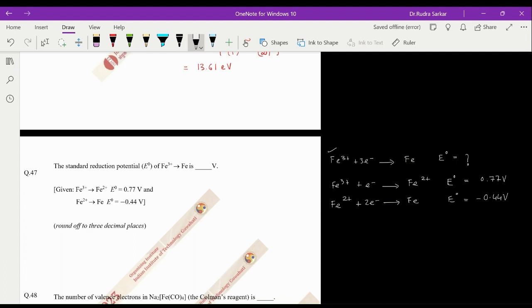So if we add these two, then we should be getting the above reaction, that is Fe3+ plus 3 electrons giving us Fe. So let's call this E1, this E2, and this E naught 3, which we have to calculate.